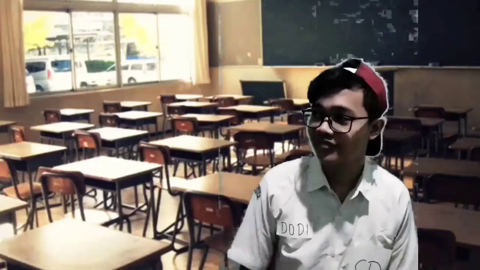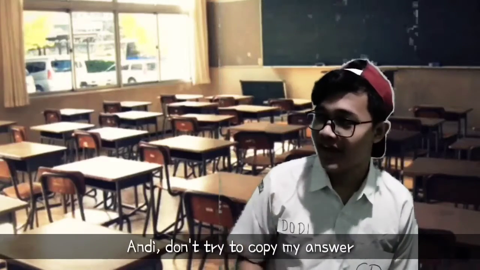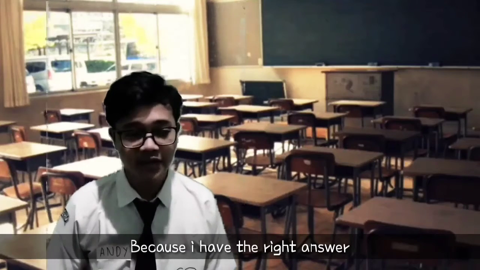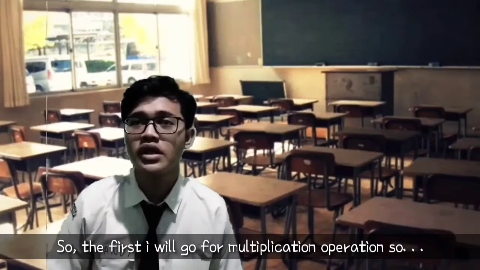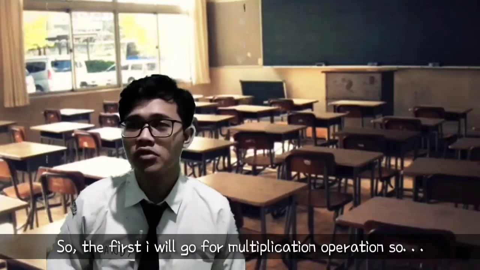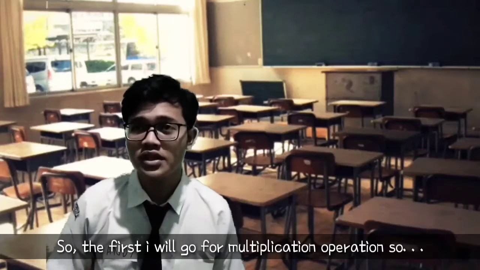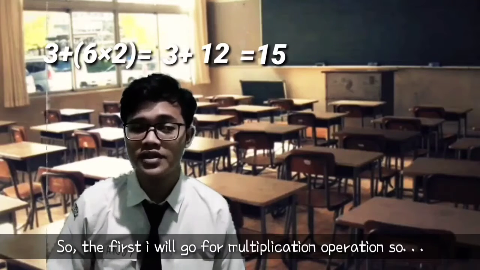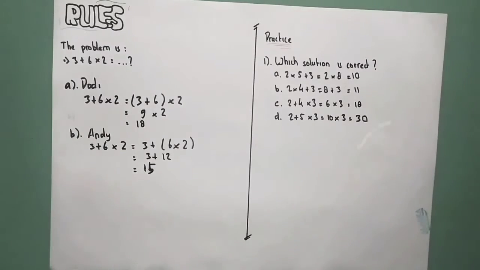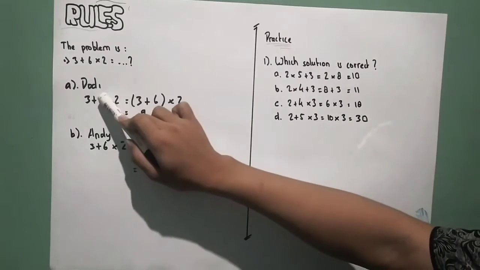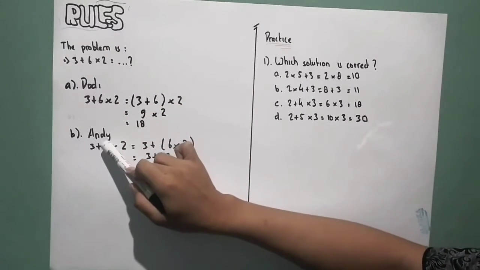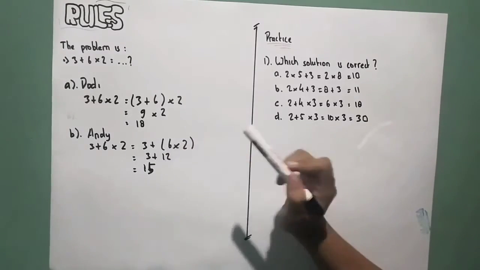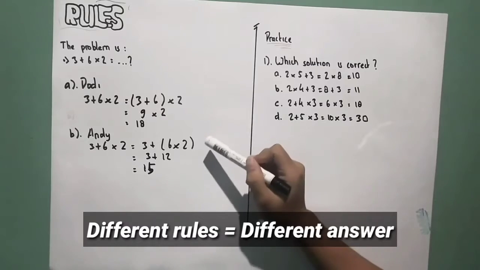Yes, please Andy. Andy, don't try to copy my answer. Don't worry, I'm not gonna copy an answer because I have the right answer. So, in the first, I will go for multiplication operation. So, 6 times 2 is 12. And then, 3 plus 12 is 15. Okay, thank you both for answering. So this is the answer from Dodi and this is the answer from Andy. So, this is proof if we did a different rules, we got different answer.